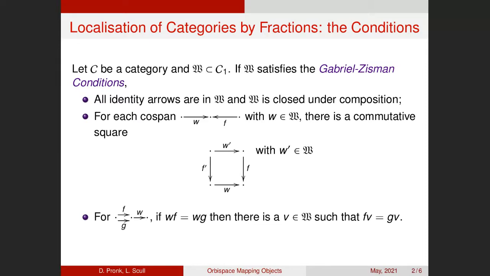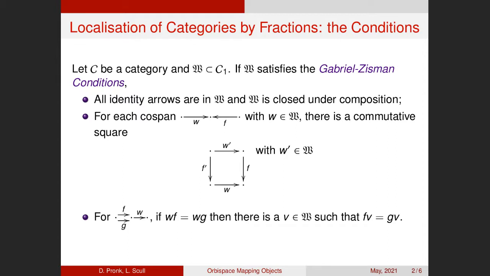Okay, so now we want to do this for categories. I'm still asking that identity arrows are in W. That was where 1 was in S before. And we asked for W to be closed under composition. Strictly speaking, that's not entirely needed. That's why I said it's sufficient conditions, not entirely necessary. If you want to know exactly what is needed here, read my most recent paper with Laura.